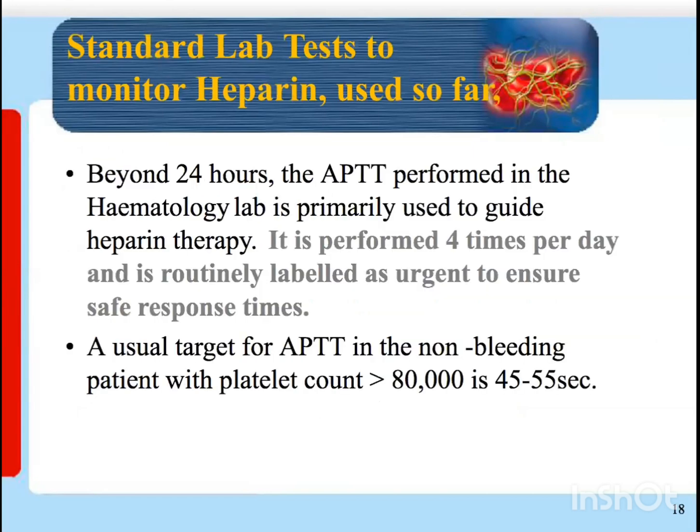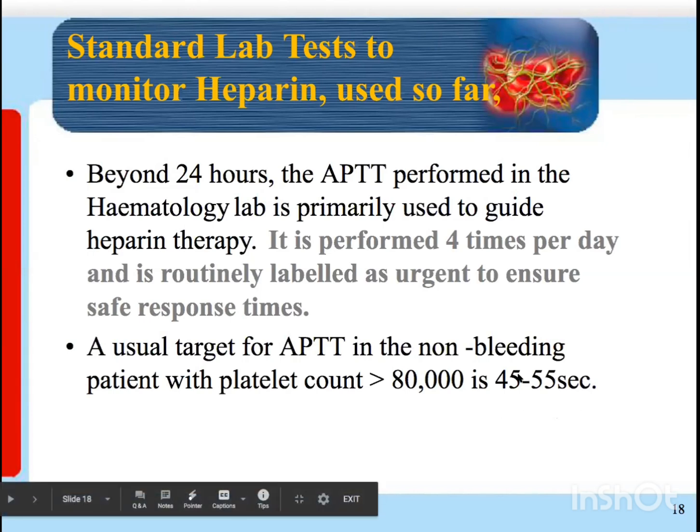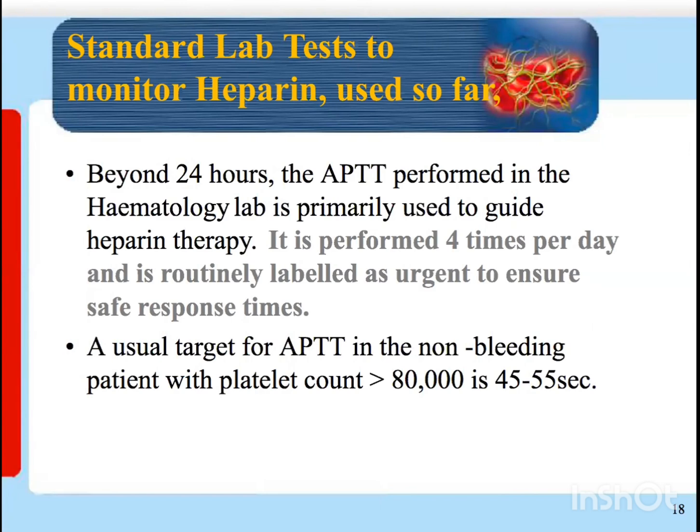Beyond 24 hours, the APTT performed in the hematology lab is primarily used to guide heparin therapy. It can be performed 4 times a day, but it is very difficult to do an APTT even once a day. Most of us who work in the ICU would realize this, and therefore APTT once a day should be done when you are on heparin therapy. And this should be maintained, and that is the take-home message here. A very important MCQ coming to most of you in your vivas also: the APTT normally on ECMO with more than 80,000 platelet count is how much? It is between 50 to 90, but even if you say 45 to 55 seconds, it's fine.